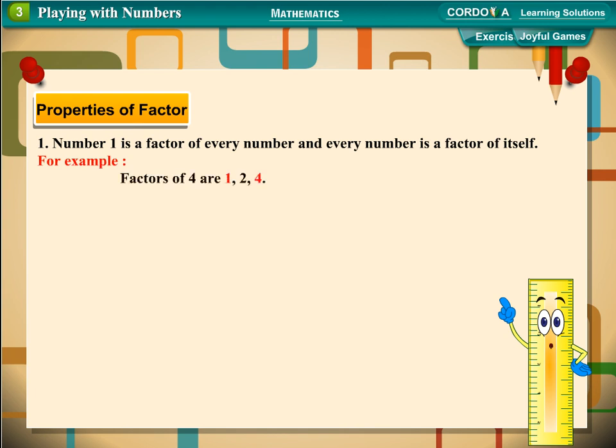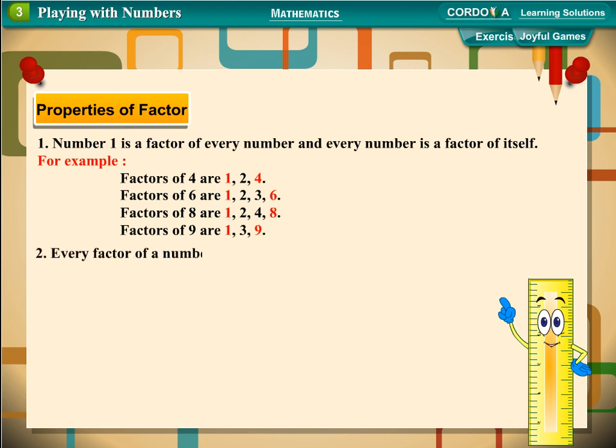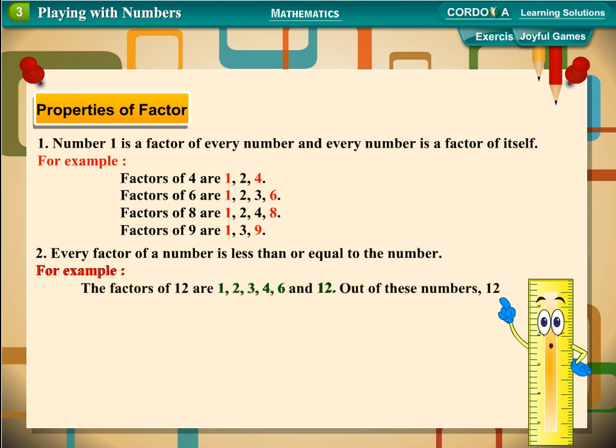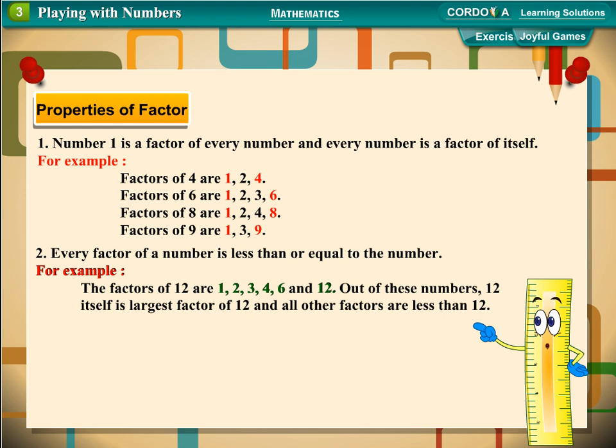For example, factors of 4 are 1, 2, 4. Factors of 6 are 1, 2, 3, 6. Factors of 8 are 1, 2, 4, 8. Factors of 9 are 1, 3, 9. Every factor of a number is less than or equal to the number. For example, the factors of 12 are 1, 2, 3, 4, 6, and 12. Out of these numbers, 12 itself is the largest factor of 12, and all other factors are less than 12.